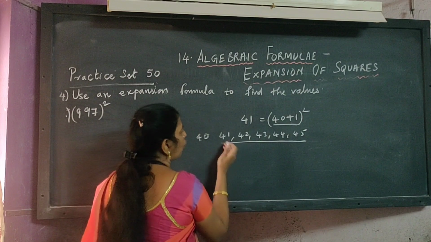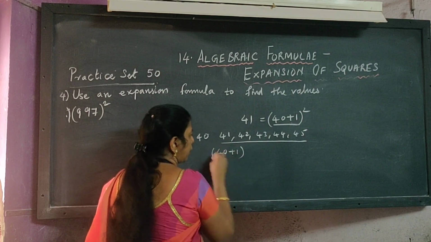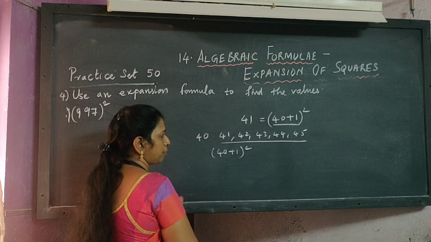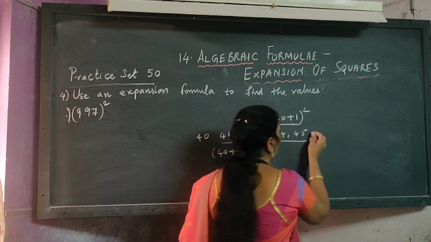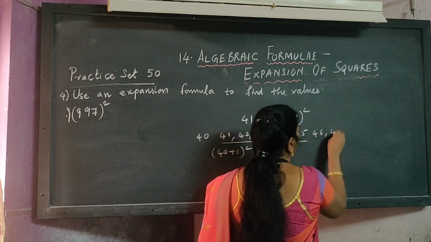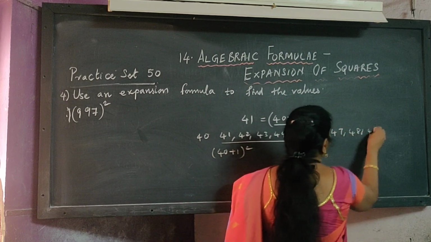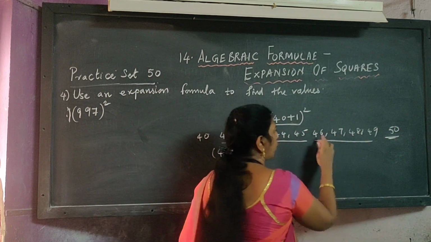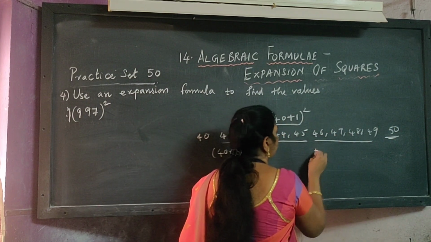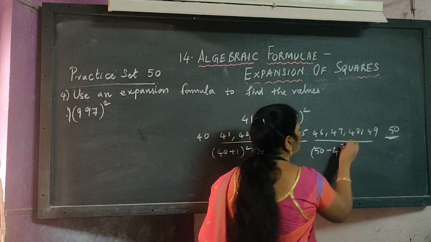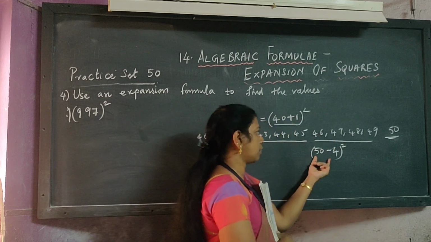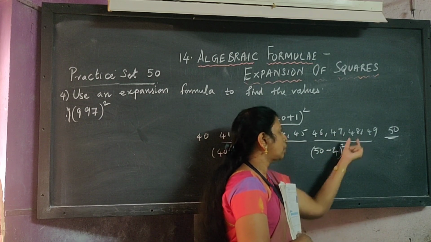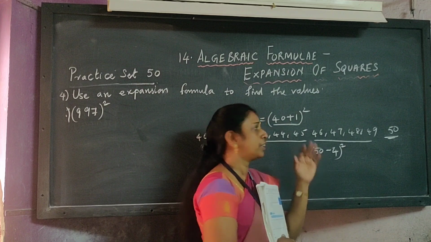So we will take 40 plus 1, 40 plus 2 the whole square, 40 plus 3 the whole square, like this we will take. If the number is above 45, that is 46, 47, 48, 49, these numbers are close to 50. So whenever 46 is there, we will take 50 minus 4, the whole square. Suppose I want to take 47, it will become 50 minus 3 the whole square. Suppose 48, it will become 50 minus 2. In this way we have to take.